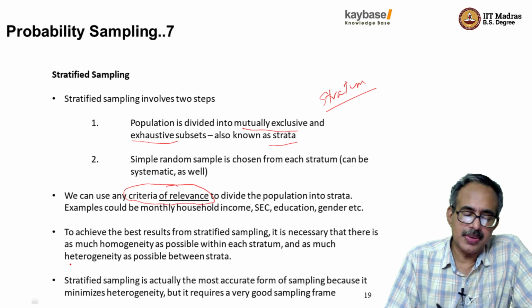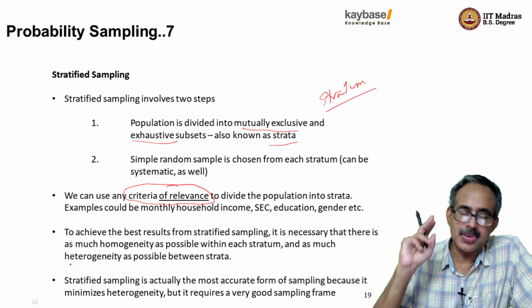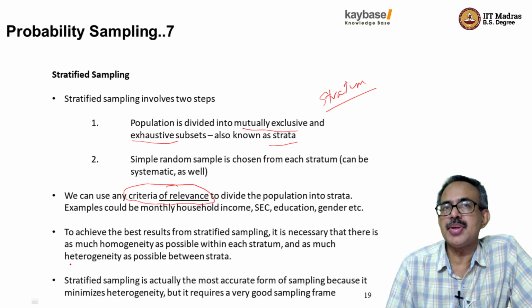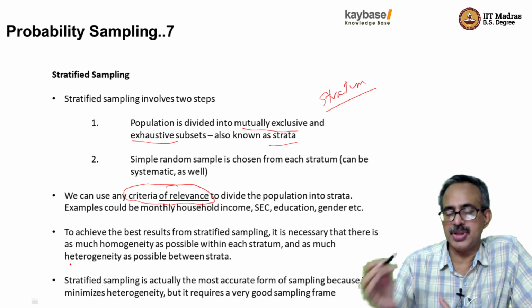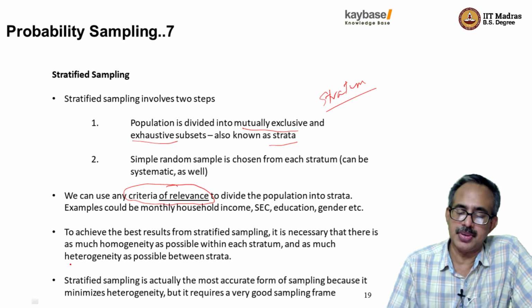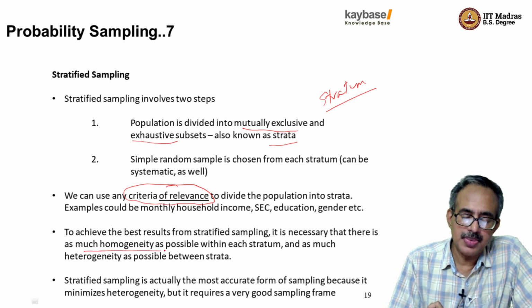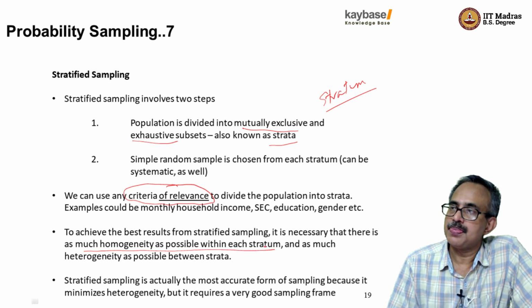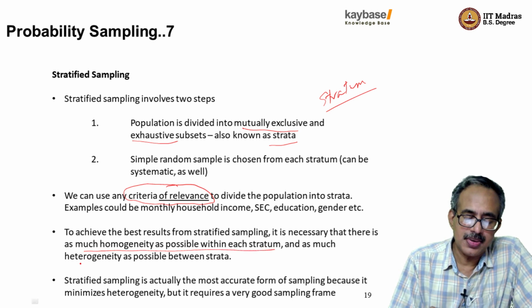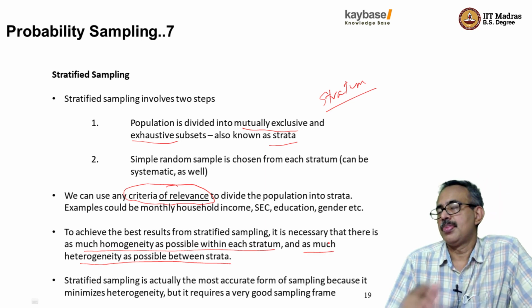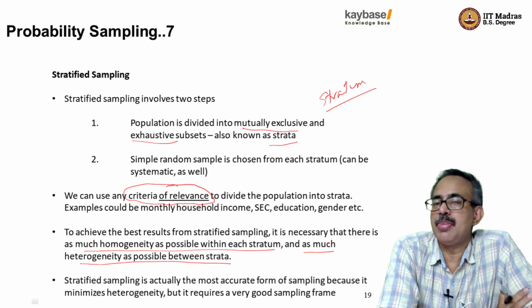Now I'm going to introduce two more extremely important terms. To achieve the best results from stratified sampling, in fact, the concept of stratified sampling is itself based on this. As much homogeneity as possible within each stratum, and as much heterogeneity as possible between strata. What do you think I'm talking about here?